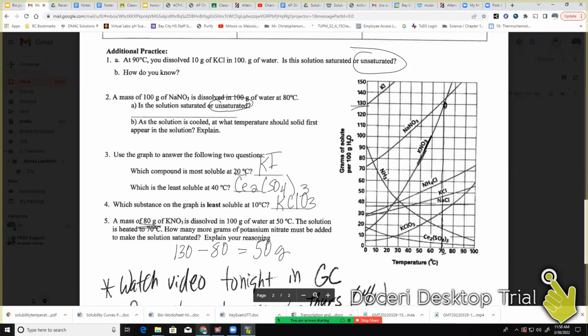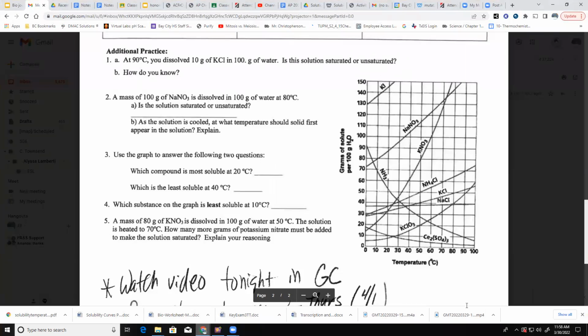So try to do some practice at home so you can come with a few questions tomorrow, and then we will move on to molarity, which I don't think is too bad. So you'll see some of this on the quiz on Friday.